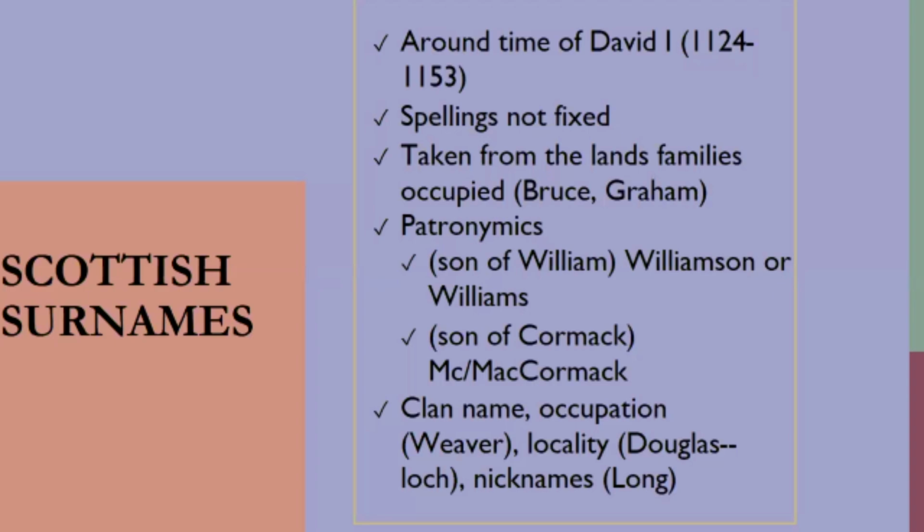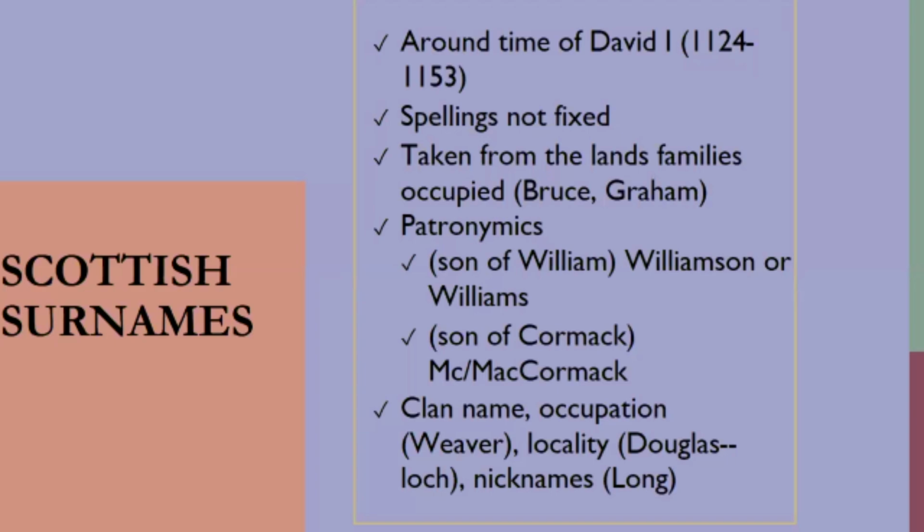They could have been patronymic names, such as if William had a son, instead of his last name being Campbell, for instance, he might have been William Williamson or William Williams. Sometimes they didn't use the son or the S at the end of the name. They might have used the Mick or Mac. So son of Cormac would have been called Mick or Mac Cormac.